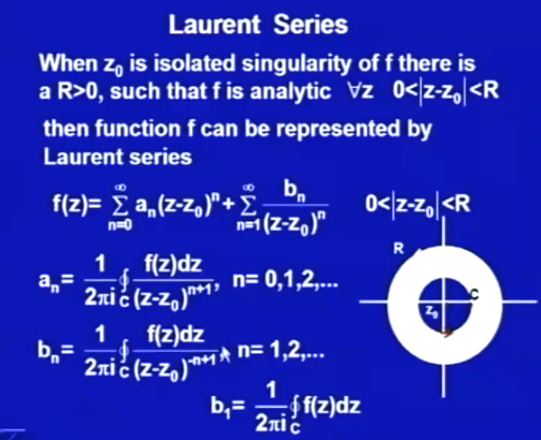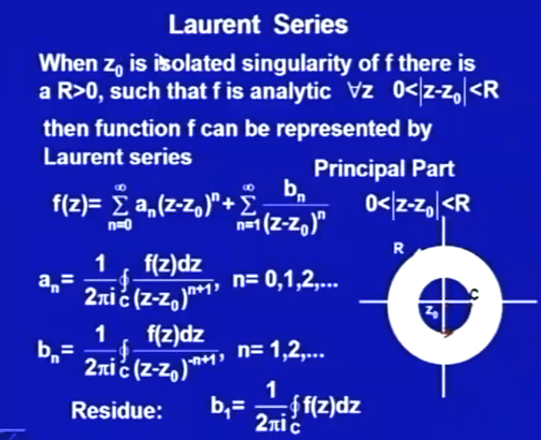Now, when n is equal to 1, this b 1 would be 1 upon 2 pi i the integral of f z dz. This has a special significance. This b 1 is also called the residue. The portion which involves z minus z naught to the power in the denominator is called the principal part.